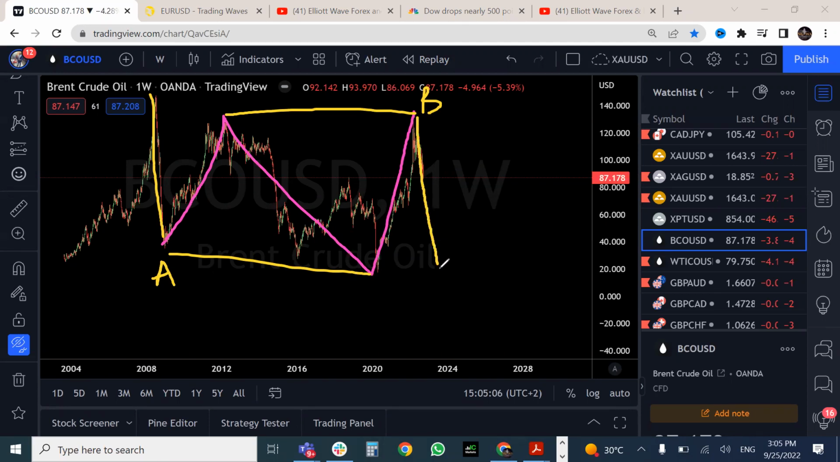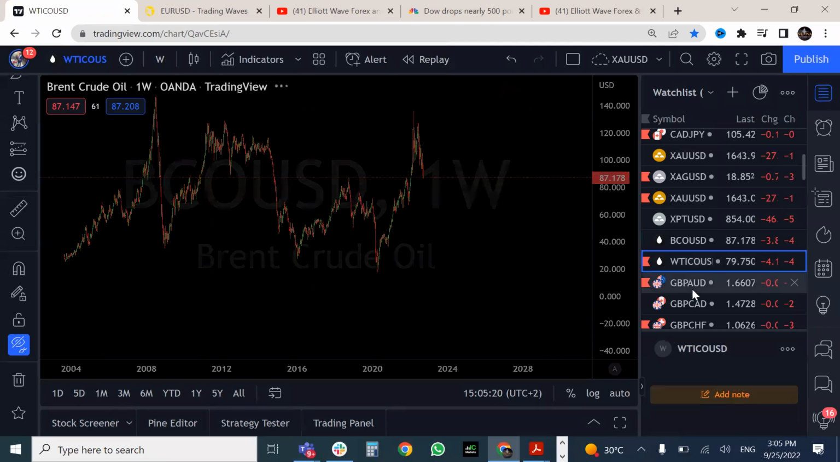So for Brent crude oil, it's very likely that we can have this structure here come down and complete the C. We just need to get this one here. If we get continuation patterns here, we can get to those lows before we move to the upside. Let's keep an eye on that and see how it plays out.